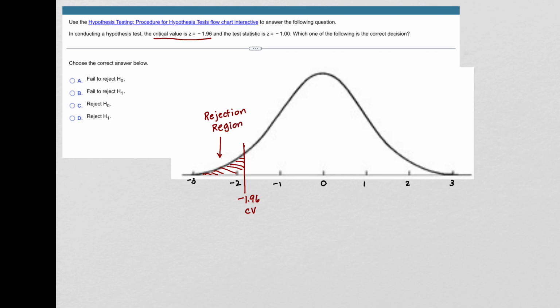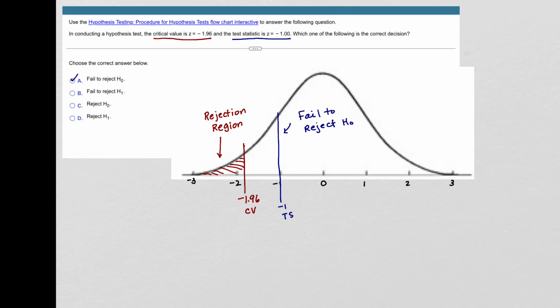And if our test statistic fell in there, then we would choose C, reject the null hypothesis. The test statistic is negative 1, which is here. That is not in the rejection region. So that tells me that I should fail to reject the null hypothesis. So if I look at the choices here, I want to choose A.